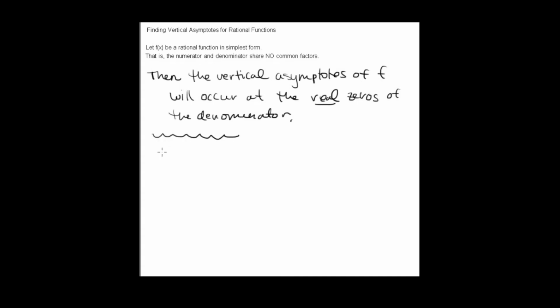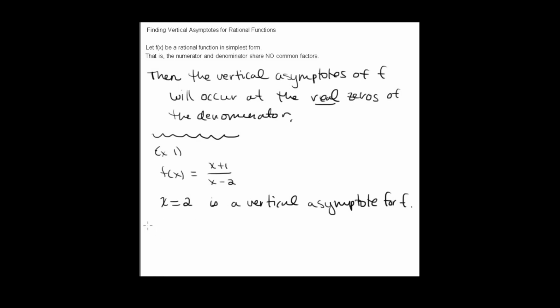So let's look at some examples. Example 1. Let f of x be equal to x plus 1 over x minus 2. This is a rational function in simplest form. We know this because the numerator and the denominator share no common factors. Okay, so what we've discovered from above is that where the denominator is 0, and that occurs at x equals 2, this forms a vertical line, which is our vertical asymptote for f. Okay? It's as simple as that.